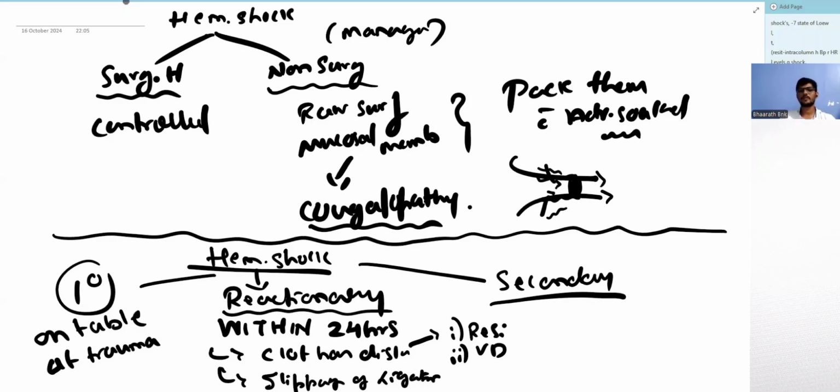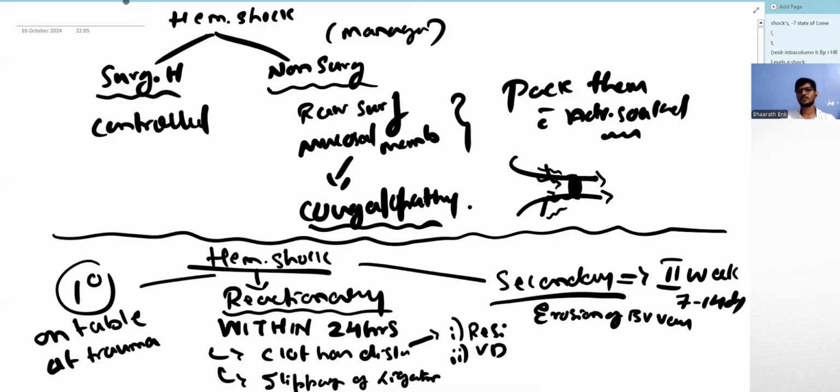So reactionary hemorrhage is the hemorrhage which occurs within 24 hours of the surgery or the trauma. It is either because of the dislodgement of the clot or because of the slippage of ligature. Now, secondary hemorrhage is the hemorrhage which happens in the second week, so which is from the 7 to 14 days. Now, this happens because of erosion of the blood vessel wall. Most commonly, it is because of sepsis, infection, which erodes the blood vessel and leads to the secondary hemorrhage, right?